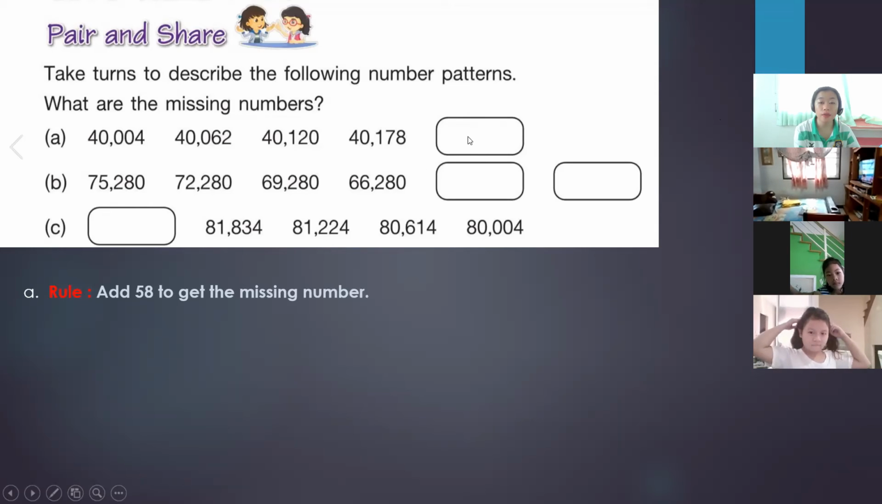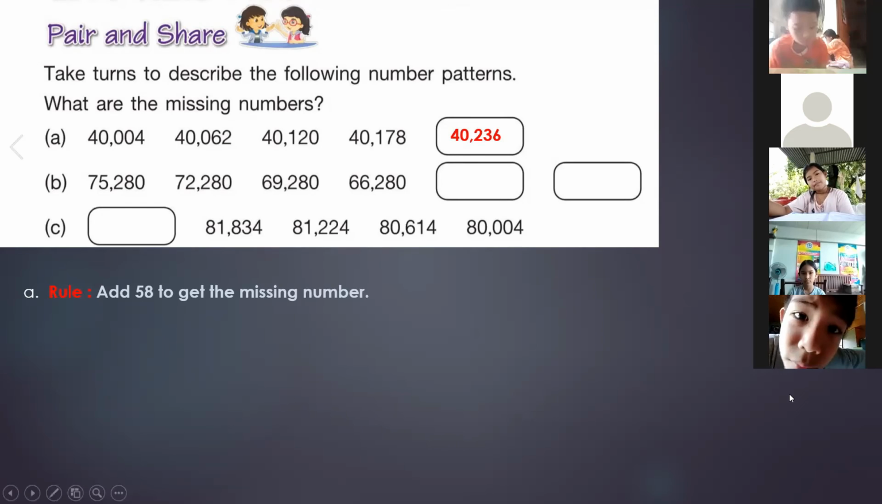40,178 plus 58 is equal to 40,236. Okay. So if we add 58 to 40,178, it is equal to 40,236. Okay, so let's proceed to letter B.